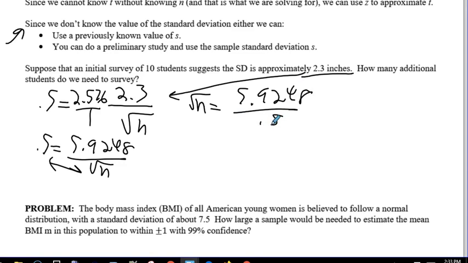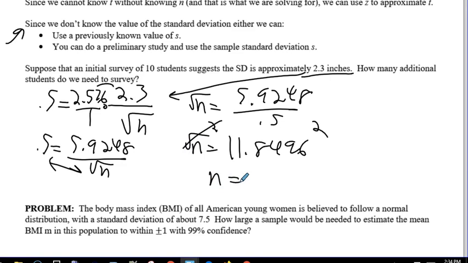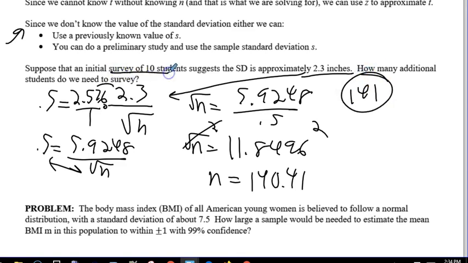Which is the same thing as multiplying by 2. So dividing by 0.5 is the same thing as multiplying by 2. So the square root of n equals 11.8496. That's 5.9248 doubled. How do we get rid of a square root? We square it, which means we square this. So n is equal to 140.41. We round up to 141. Now that's not our answer, because it said we had an initial survey of 10.